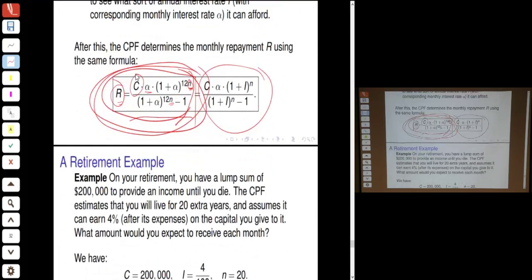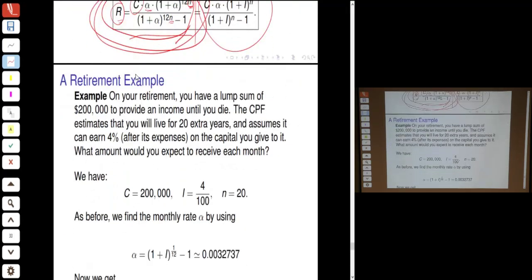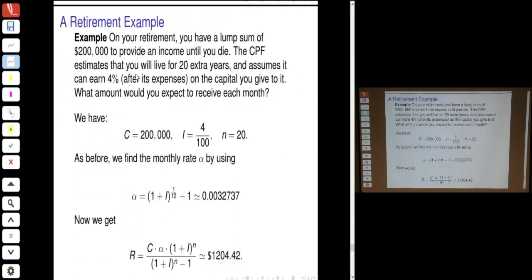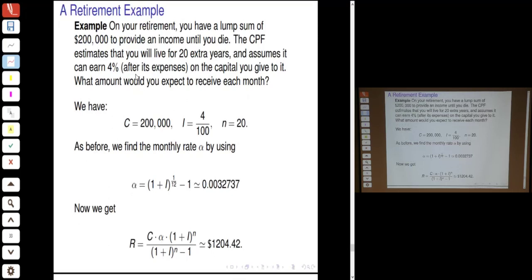So here is an example of using these kind of ideas in order to boost your retirement savings or retirement income. So on your retirement, you have a lump sum of $200,000 to provide you an income until you die. So of course you are going to invest it somewhere.